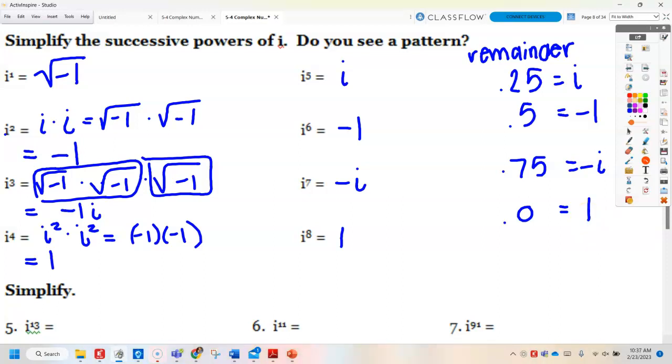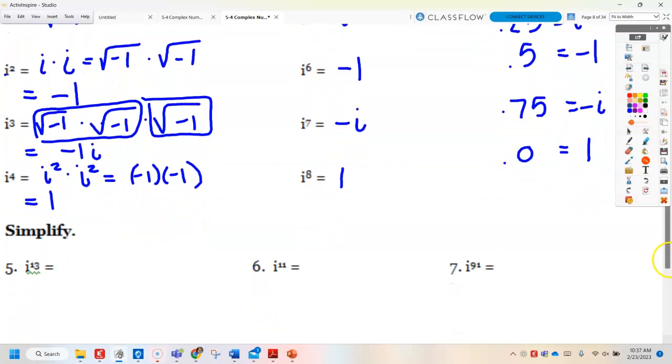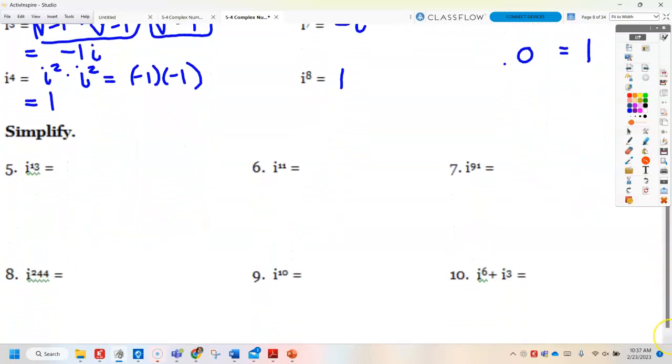Some people like to look at the decimals and just memorize this way. It's whatever works for you. I just kind of look at it and say, okay, it's a multiple of 4, so it goes here. So i to the 13 is one number after a multiple of 4, because 12 is a multiple of 4. After your multiple of 4s, you go back to the beginning, which is i. So i to the 13 is i.